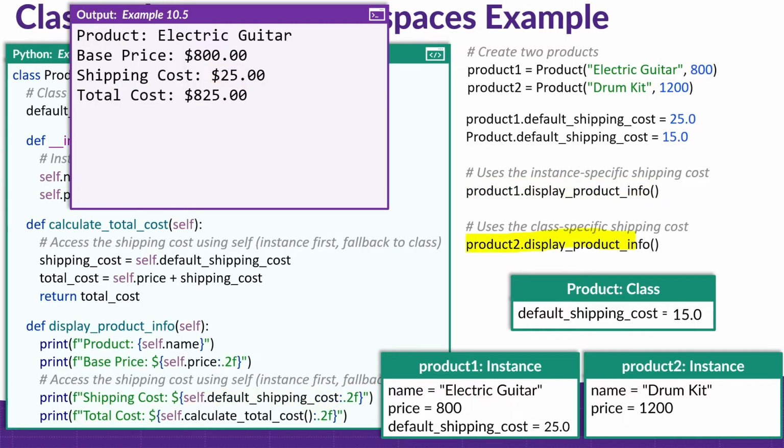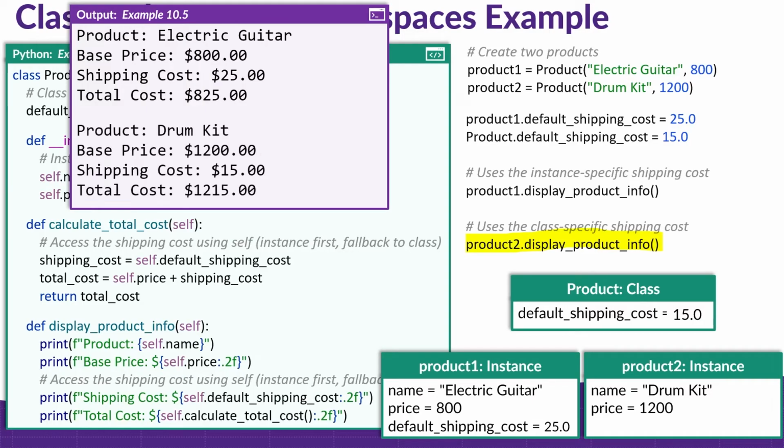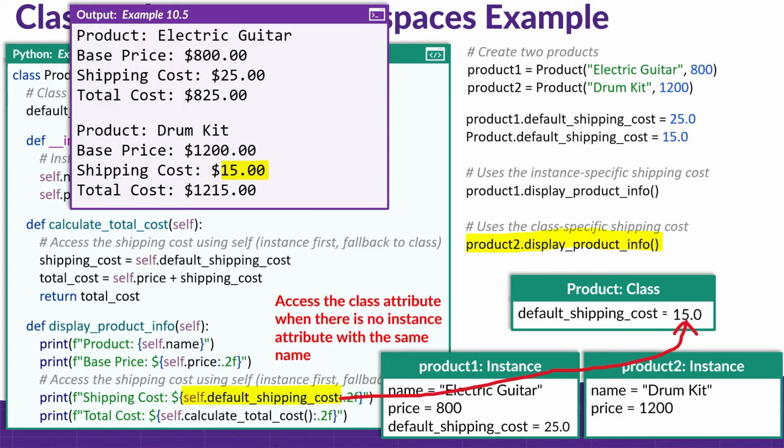Now, what's also interesting here is what happens when we output the values for product 2. In this case, it's mostly what you expect, but we also get 15 here for the default shipping cost. Because this change was only done to product 1 and not product 2, product 2 doesn't have an instance attribute named default shipping cost. So it falls back on the class attribute, which is still equal to 15. So for the drum, product 2, we get 15 for the shipping cost.